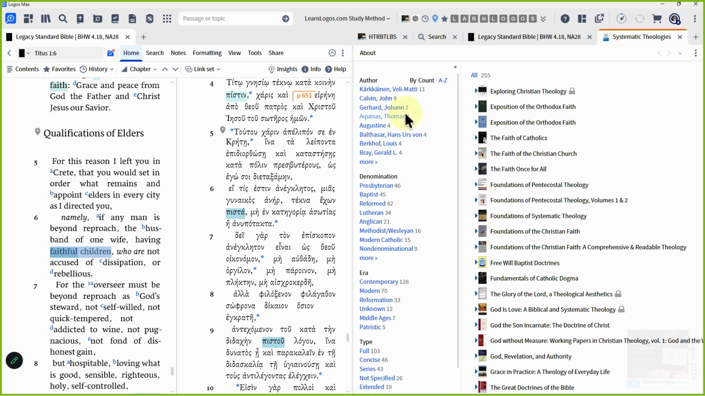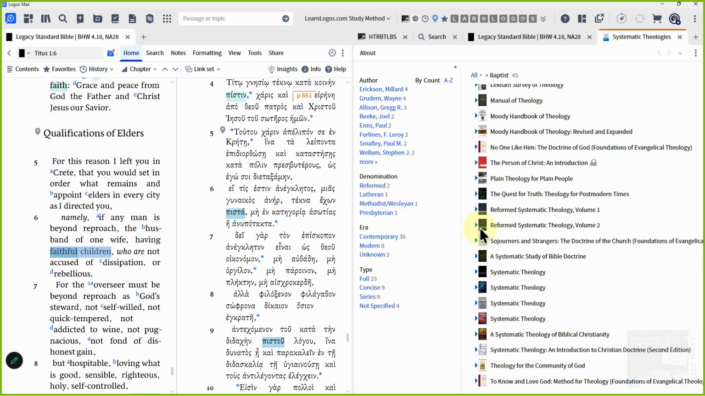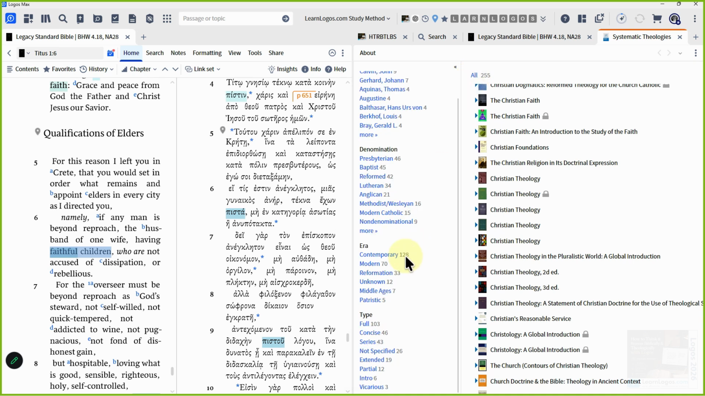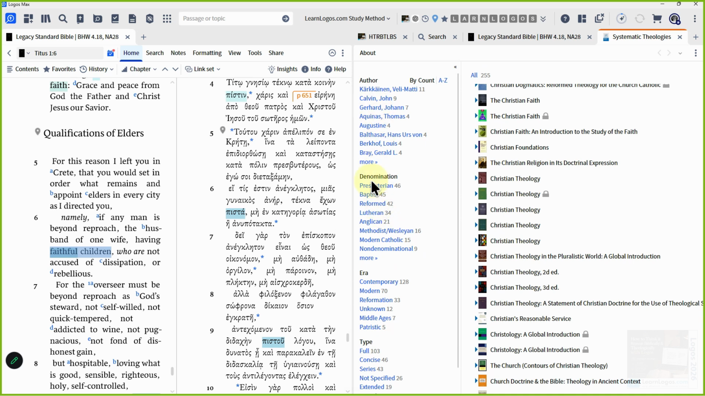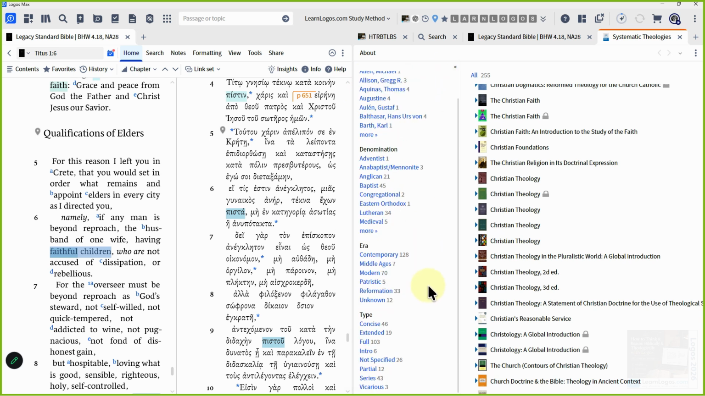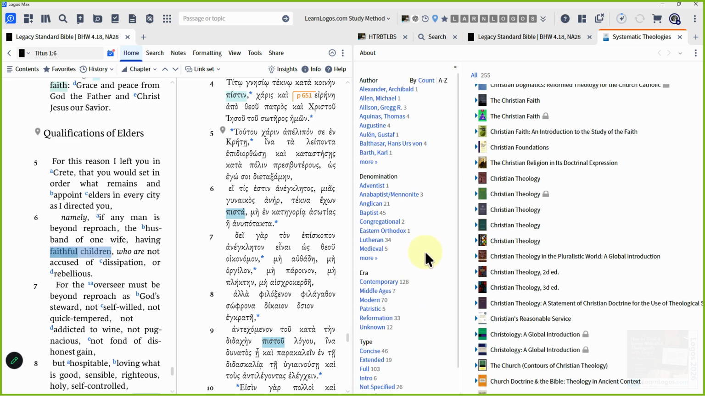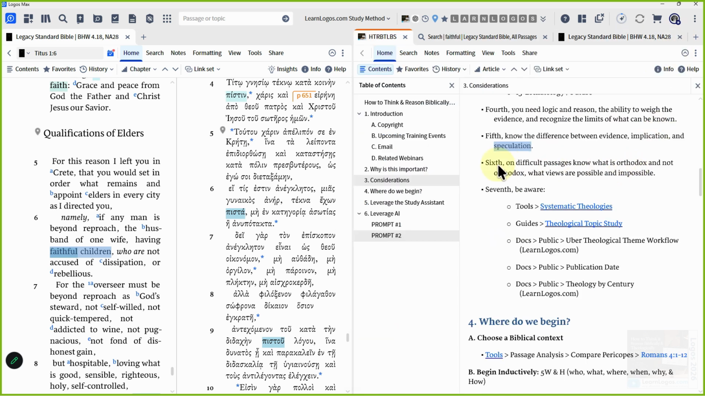And this will allow you to organize your books. If you want to look at the systematic theologies that are Baptist, you can click on Baptist, and there they are. And then to reset it, just click All up here, and you're good to go. It's also broken down by type, era, and then also denomination, and then author. All of these are really helpful. If you click the A to Z, that can sort it alphabetically and make it a little bit easier. So take advantage of this wonderful resource for identifying your systematic theologies and the theological bias that they have.